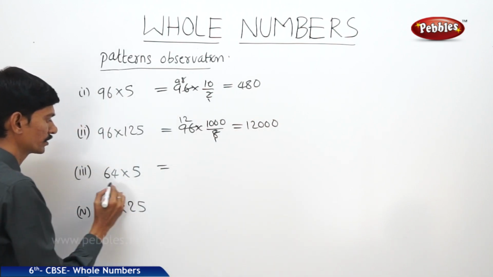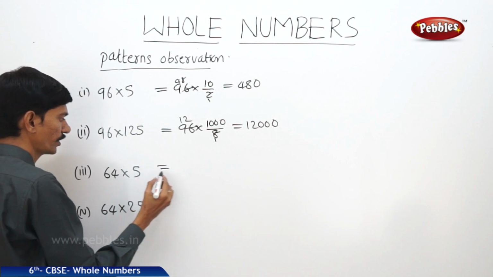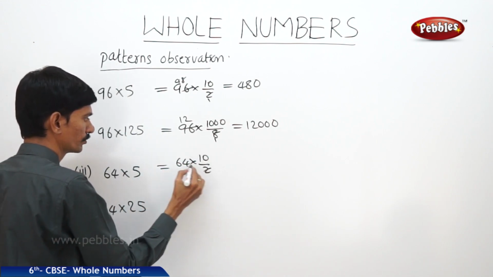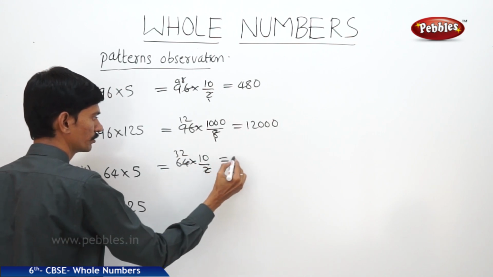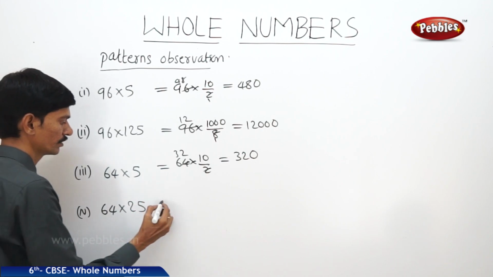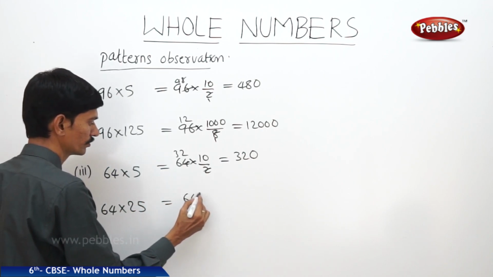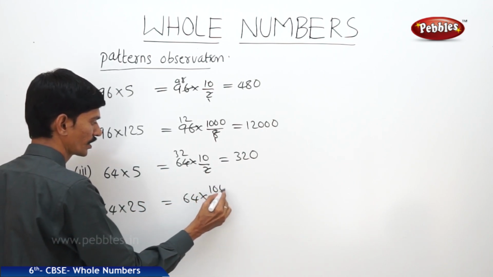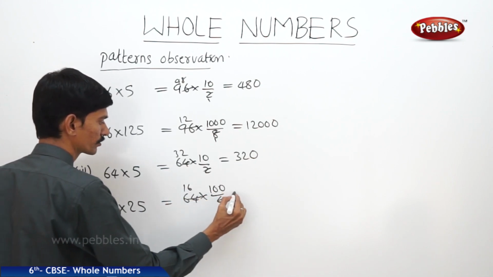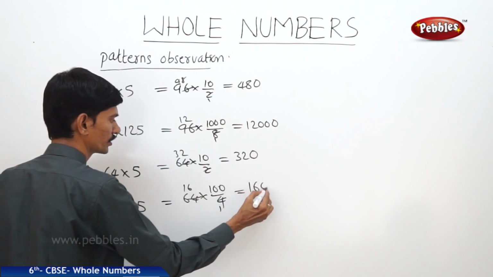So while multiplying 64 by 5, 64 into 5 can be written as 10 by 2, 2 thirty-twos are 64, 32 into 10 is 320. So then 64 into 25 means 100 by 4, so 4 ones are 4, 4 sixteens are 64, so then 16 into 100 is 1600.